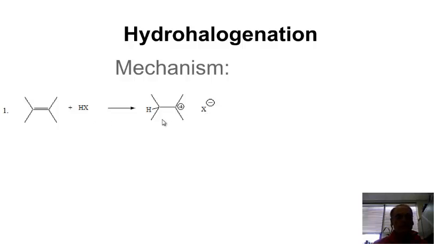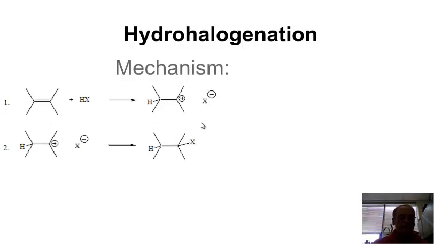So notice that this first step is really just an acid-base reaction. This is the acid, it donates its hydrogen to this material, forms a new bond, forming something positive, and the conjugate base is the X-. So that's always the first step in the hydrohalogenation mechanism.